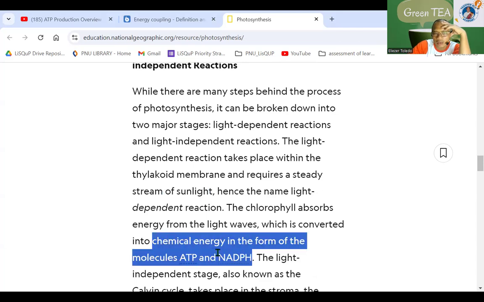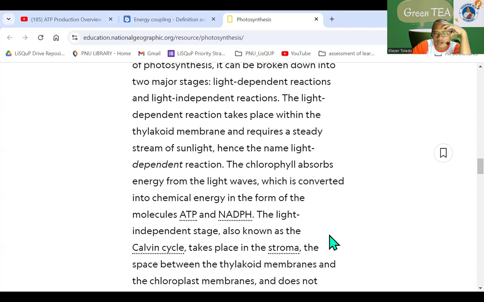Para makakonvert kuno sila og chemical energy. Ang form nila is ATP and ADP. Okay, the light independent stage, also known as the Calvin cycle.